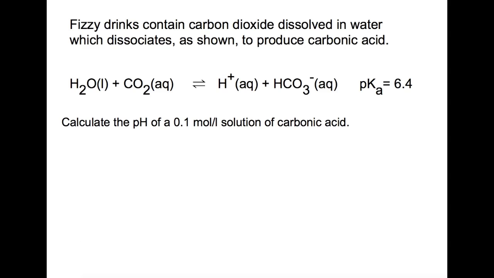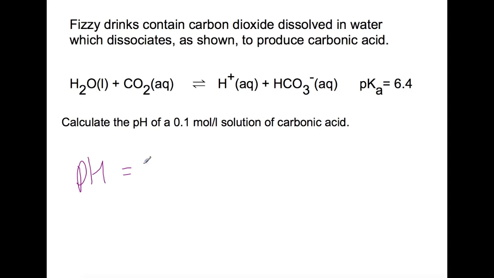So here we have a question looking at fizzy drinks which contain carbon dioxide dissolved in water. When you do this, you get carbonic acid, which has a pKa of 6.4. So you're to calculate the pH of a 0.1 mole solution of carbonic acid.